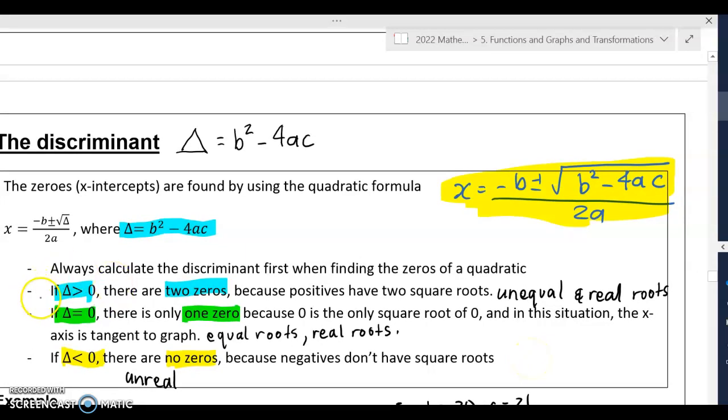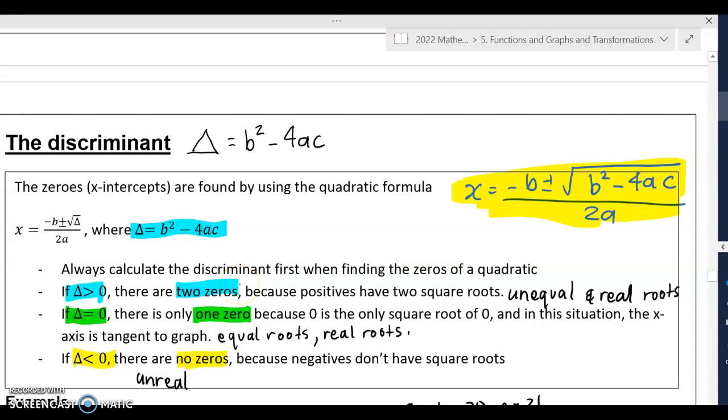So we can calculate the discriminant for our quadratic. We calculate b squared minus 4ac and we have a look at what's happening with it. If our discriminant is bigger than 0, what that means is there are two zeros or two roots or two solutions to our quadratic equation. We can also think of it as two places that our quadratic cuts the x-axis.